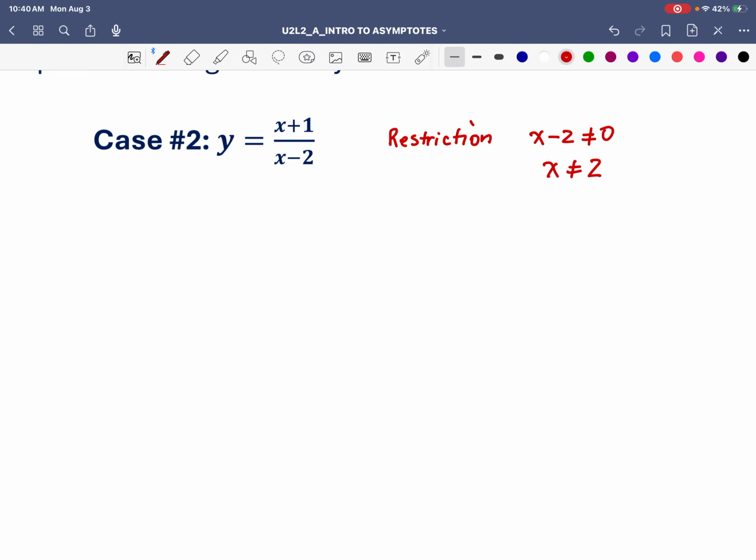So now we're thinking, if x is different than 2, then the graph of the function will never pass through x equals 2. I'm just going to write this down here. The graph can't pass or can't have any point with coordinate x equals 2.